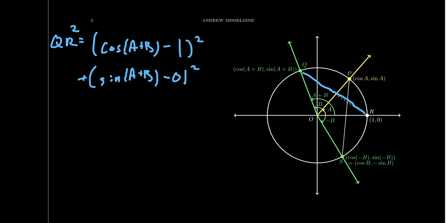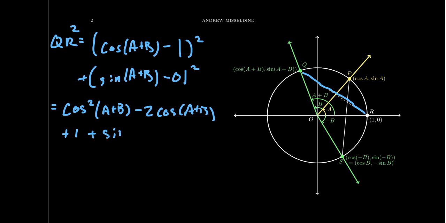Notice this in blue is just the Pythagorean equation. We're going to FOIL out the right-hand side. So we end up with cosine squared of A plus B. Then we're going to get negative 2 times cosine of A plus B, like so. And then we'll get a plus 1. We get that from that FOIL. Then the second one, since you're subtracting 0 from sine of A plus B, that'll just give you sine squared of A plus B. No FOIL was necessary there.